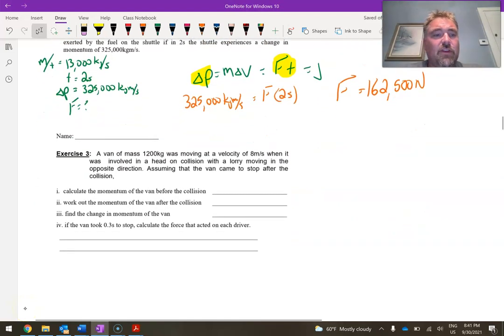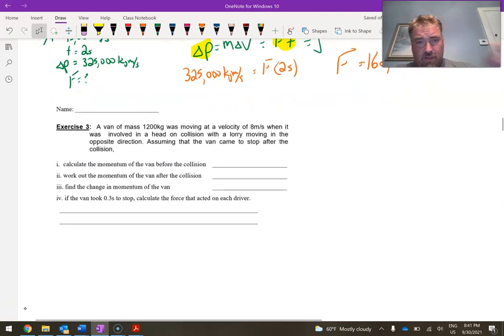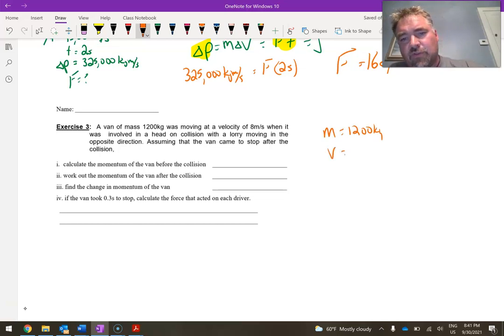Okay, and finally we're going to look at exercise 3. It gives us a lot of stuff here, so let's put this off to the side. It says a van of mass 1,200 kilograms, so mass is equal to 1,200 kilograms. It's moving at a velocity of 8 meters per second when it's involved in a head-on collision with a lorry moving in the opposite direction.